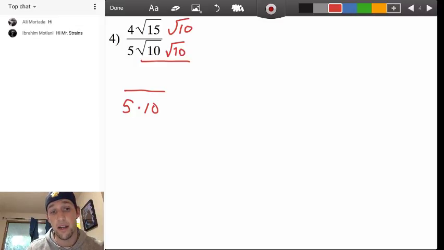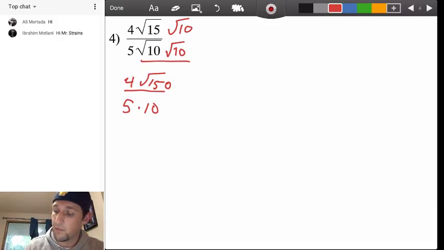Squaring and square rooting cancel each other out. On the top, though, no such luck. I just have to multiply the 15 and the 10 and get 150. Okay, now here's where the difference comes in. I now have a square root on top that I do need to simplify.